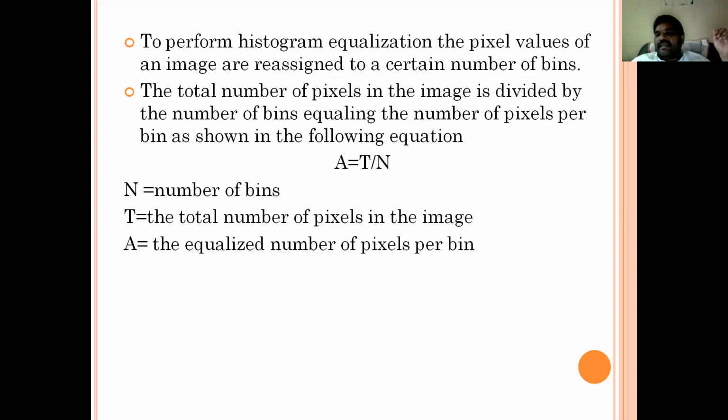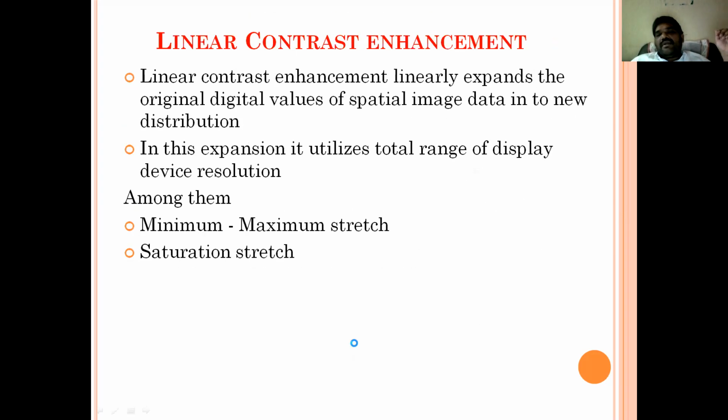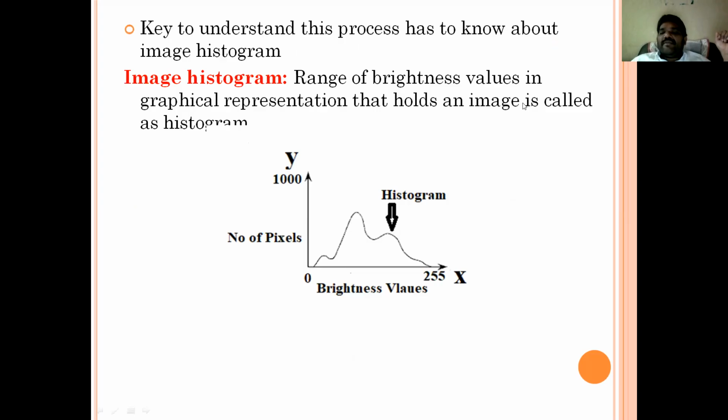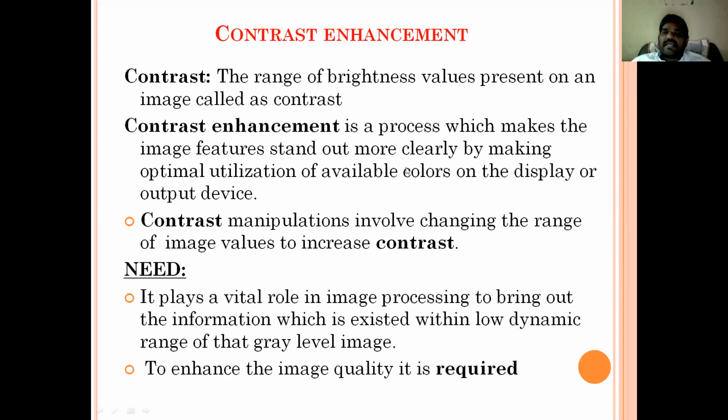What is contrast enhancement? We have seen. See here, what is contrast? The range of brightness values present on an image is called contrast. What is histogram? A graphical representation of the range of brightness values that an image holds is called a histogram. What is contrast enhancement? It is the process that we do to make the features of the image stand out more clearly, keeping in view retrieving the information of the image. That is called contrast enhancement.